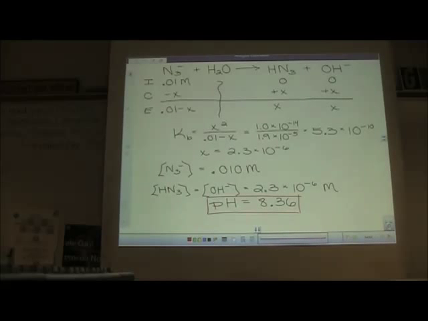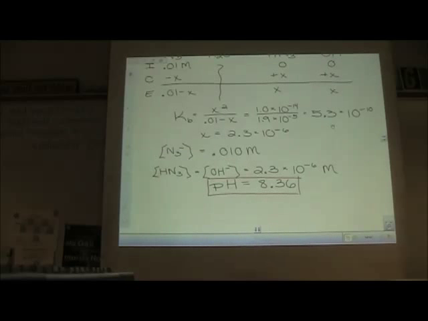No, the concentration of Na+ would just be 0.01. It's a spectator ion. Nothing happens to it. So that is where I'm stopping today.